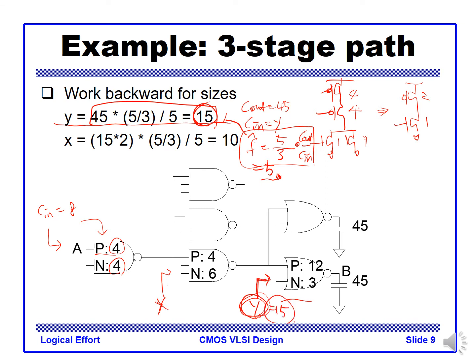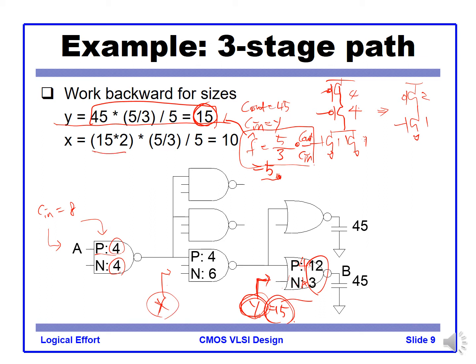To make this one 15, we know that the input PMOS and NMOS ratio is 1 to 4. So if we scale by 3 times, then total capacitance would be 15, right? Once we know the Y, 15 load capacitance, now we can calculate the X in the same way.